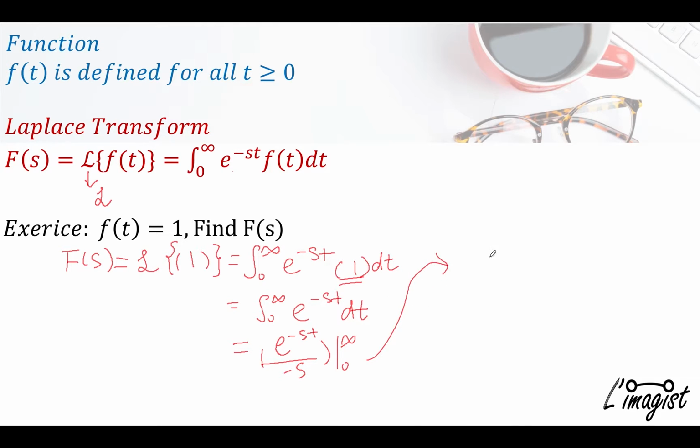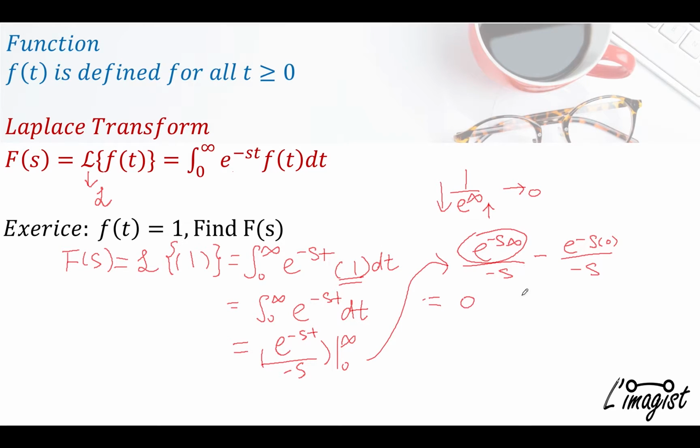Okay, and I'm going to move over here. So first we're going to plug in infinity here. So e to the negative s times infinity over negative s, minus e to the negative s times 0 over negative s. And we know this part is equal to 1 over e to the infinity, and this is going to be huge, so the entire thing is going to approach 0.